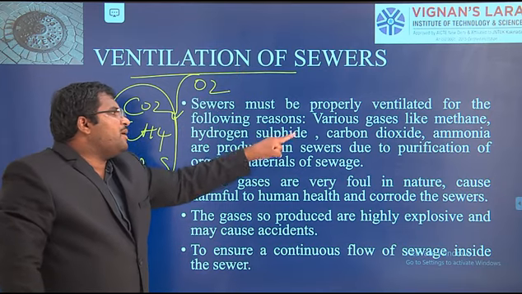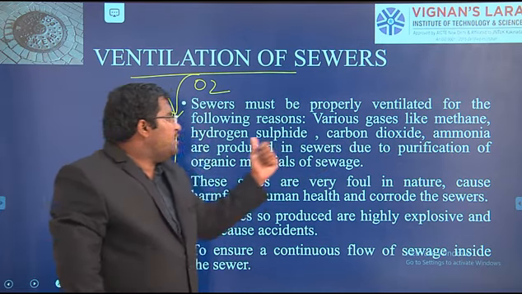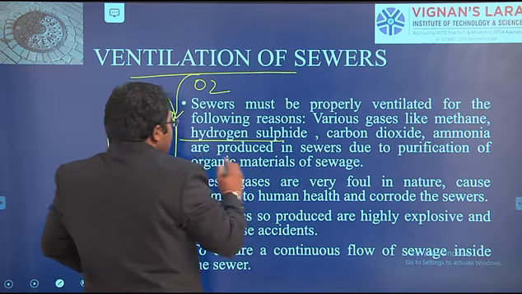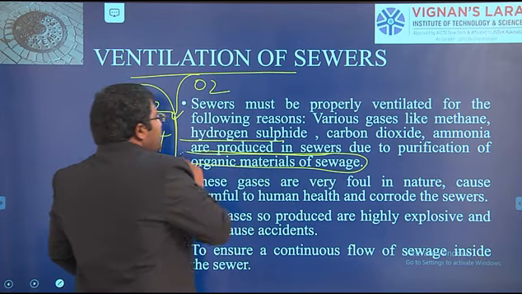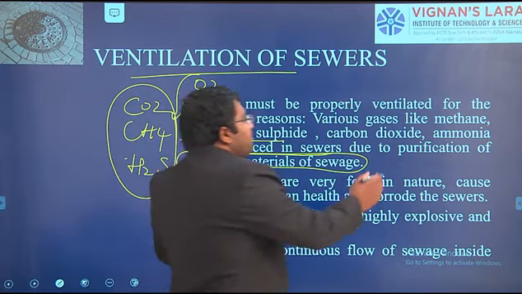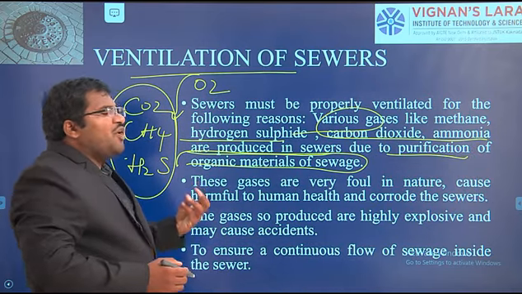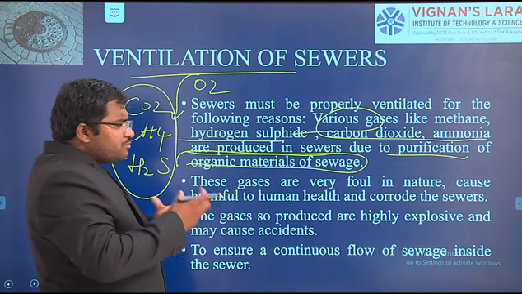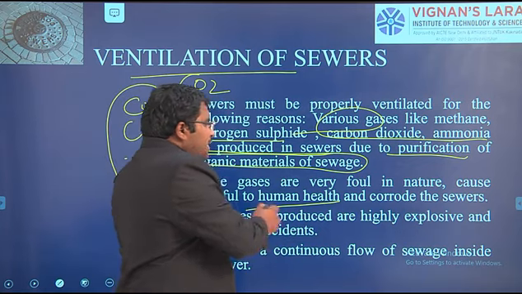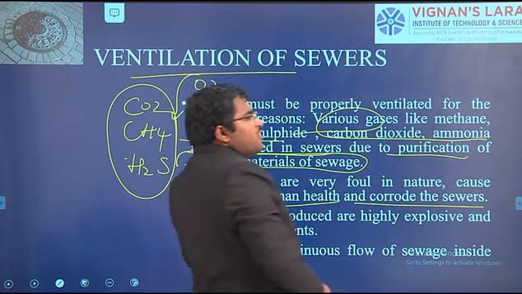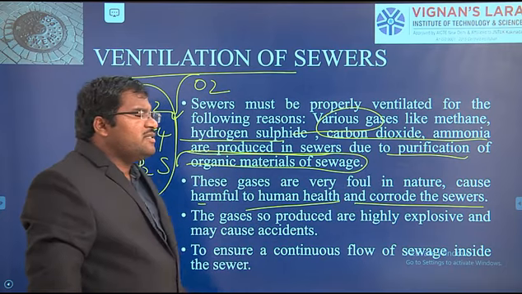So that is called ventilation of sewers. Right? Sewers must be properly ventilated for the following reasons. Why do you need to do it? Various gases like methane, hydrogen sulfide, carbon monoxide, and ammonia are produced in sewers due to putrefaction of organic matter. This we already know. Due to organic matter decomposition or putrefaction, we get all these types of gases. Next, these gases are very foul in nature. Foul means they give very bad odors. They are harmful to human health, and they may even corrode the sewer pipelines also. If it is constructed with concrete, a corrosion called crown corrosion will occur in the case of RCC as well as concrete pipes.